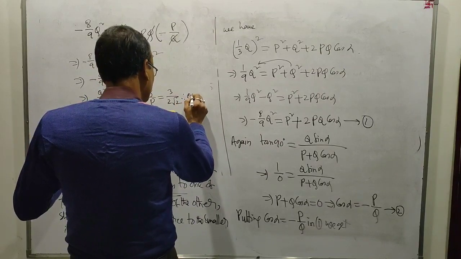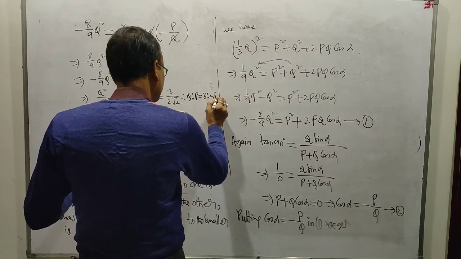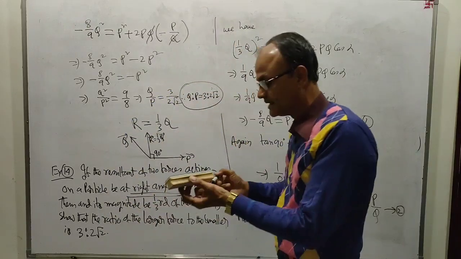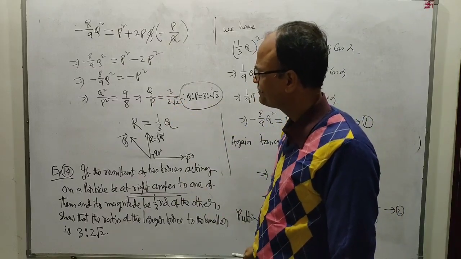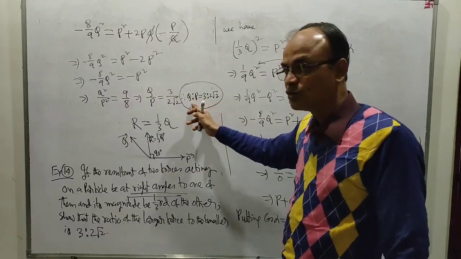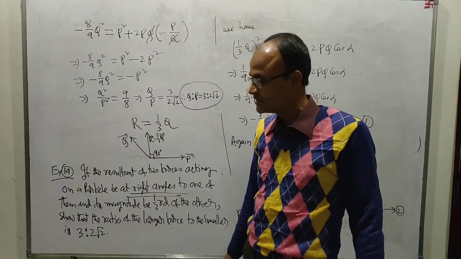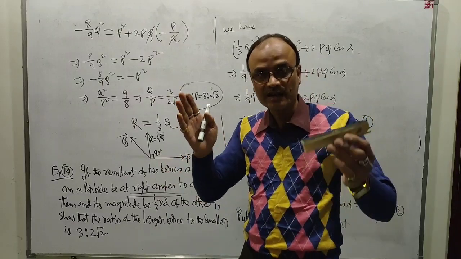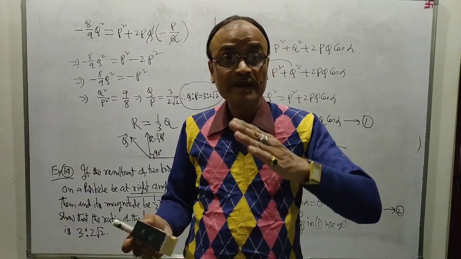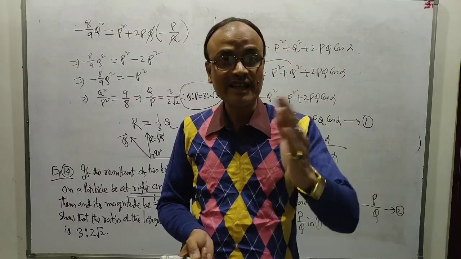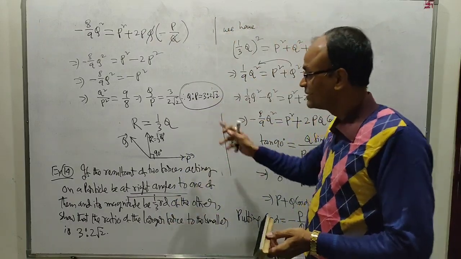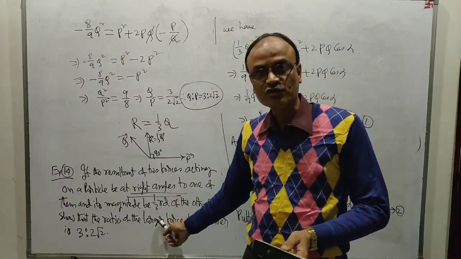Therefore, Q is to P equal to 3 is to 2 root 2. Therefore, the ratio of the larger force to the smaller force is equal to 3 is to 2 root 2. You see that if two forces P and Q are acting at a point, the resultant will be nearer to the larger force. If the two forces are equal, then the resultant bisects the angle between the two forces. I told you earlier. This has also been proved here.